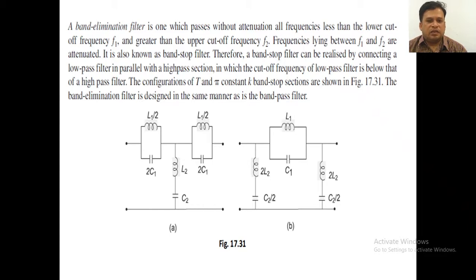So it is the series arm, and in the shunt arm L2 and C2 are in series. In the series arm these two components are in parallel, these two components are in parallel, and in the shunt arm, these two components are in series. You have to remember that this is a T section filter. And in the pi section filter you can see that L1 and C1 are placed here, and 2L2 and C2 by 2, and 2L2 and C2 by 2 are placed in this pi section filter.